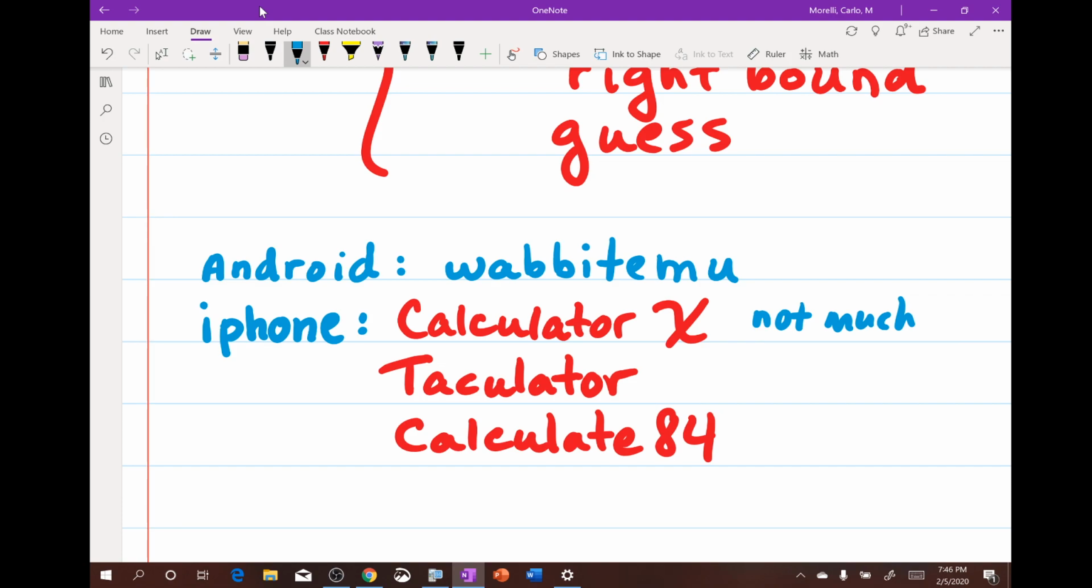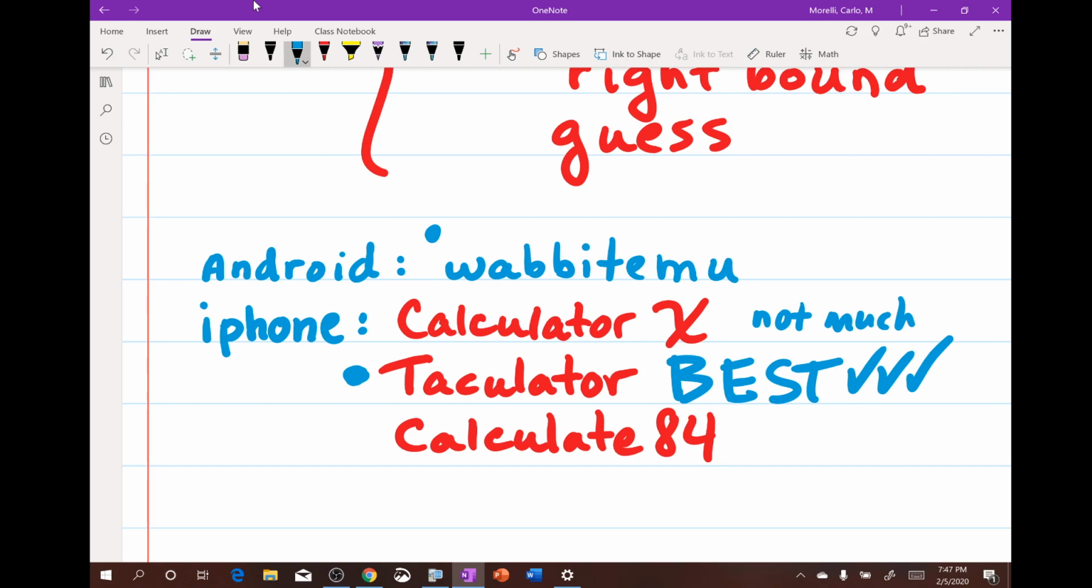Now, Taculator. This is the one I recommend. This is the best one. This one basically looks exactly like the TI. This is the best for iPhone. I think it's free. So Taculator for iPhone. And if you can get it on the Wabbit Emu or on Android, or Taculator on iPhone.